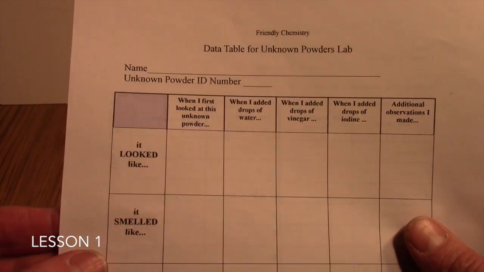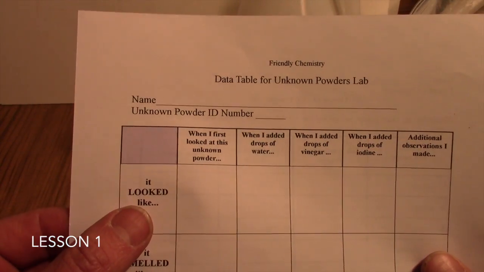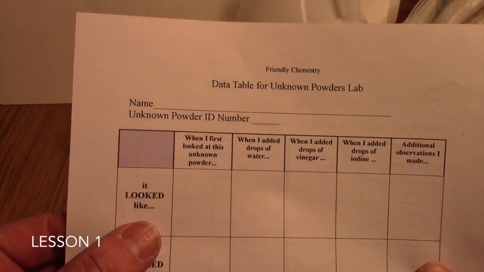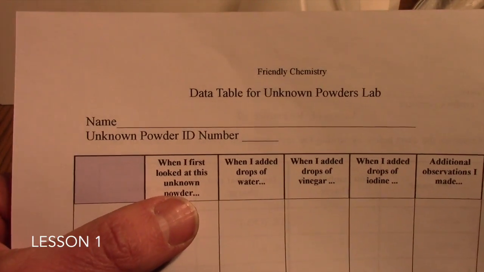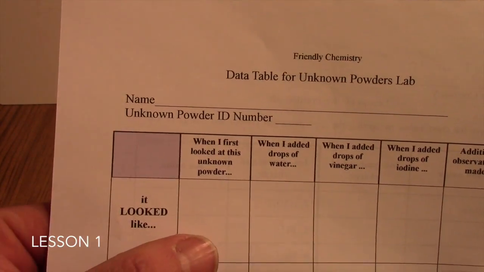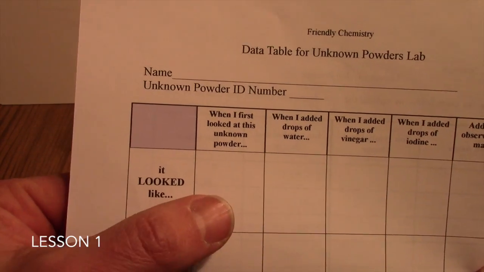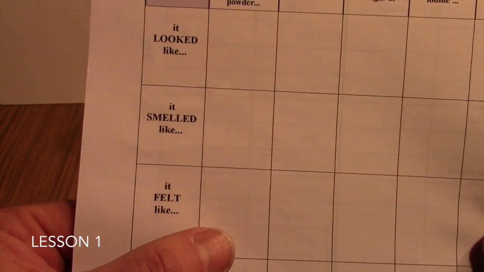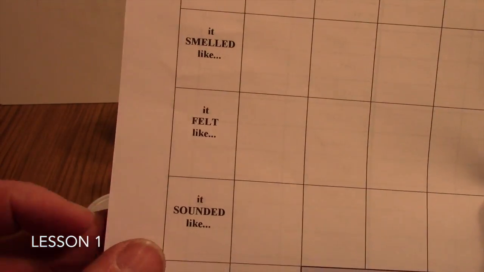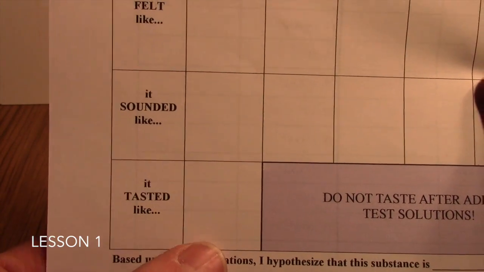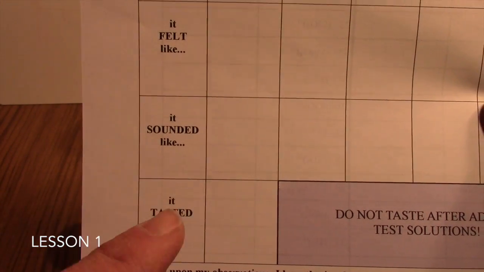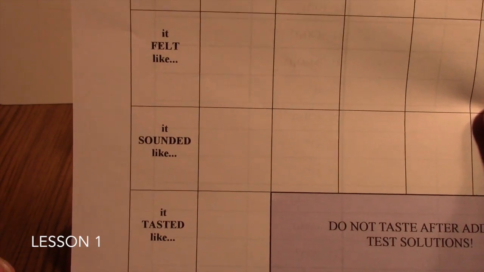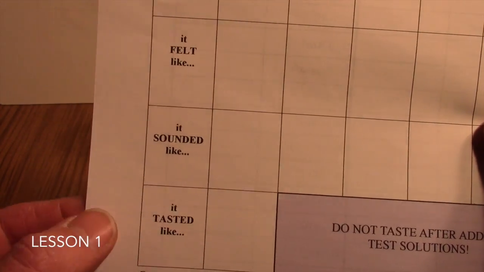When the student first gets their powder, they'll first take a look at it. And on the column here it says, when I first looked at this powder, it looked like. And they'll go straight down here. They'll make a visual observation, they'll smell it, they'll feel it between their fingers, they'll take it, put it close to their ears to see if it makes any sounds, and they'll give it a taste. They'll just take a little, lick their finger and put a little dab on their finger and then touch their tongue with it. Okay?